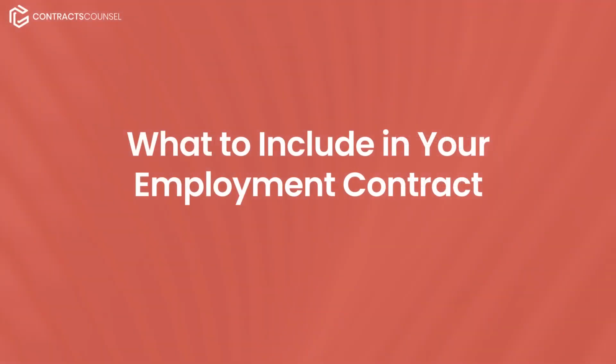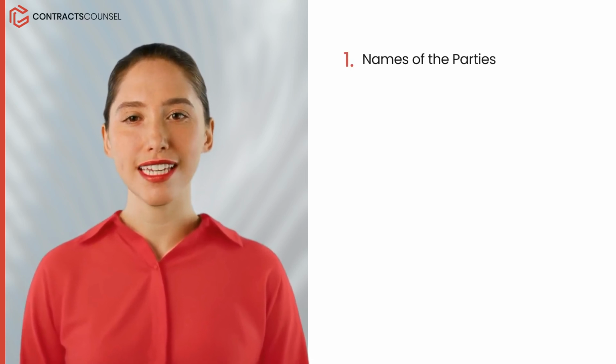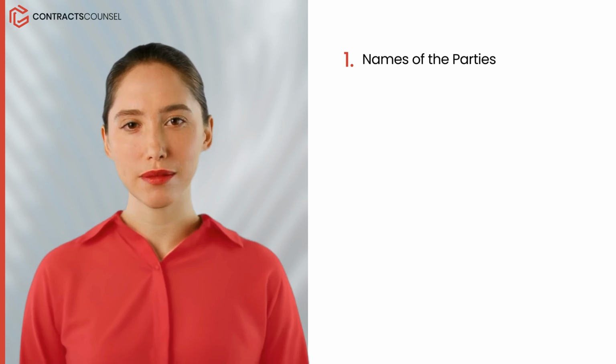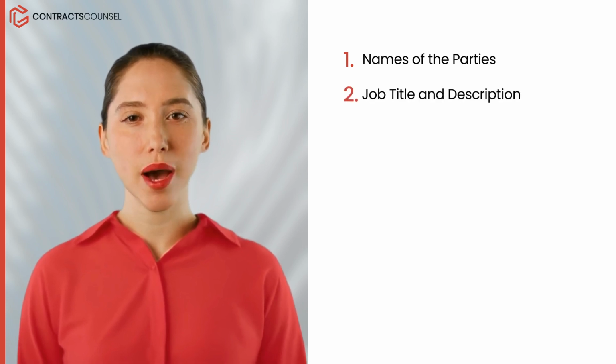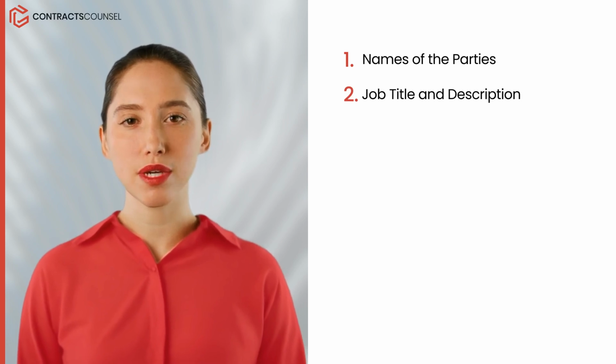What to include in your employment contract? There are common terms used in employment contracts. Here are some you will find. 1. Names of the parties. The agreement includes the names of the employer and the employee. 2. Job title and description. This describes the role and responsibilities of the employee.